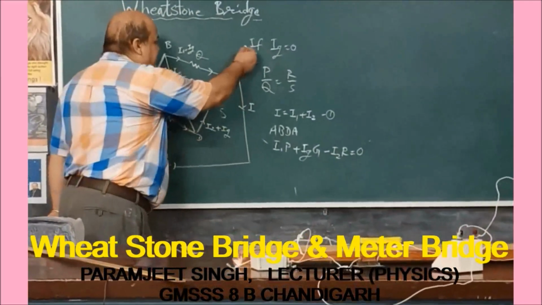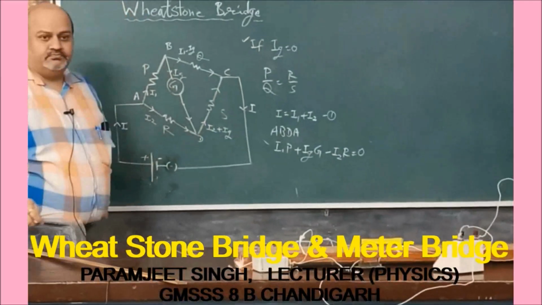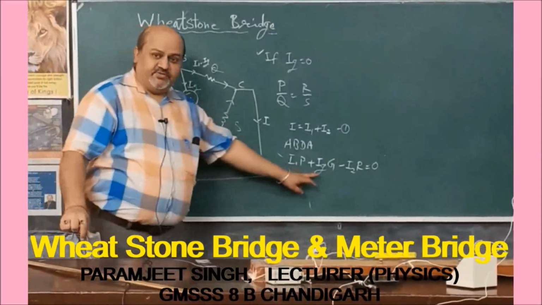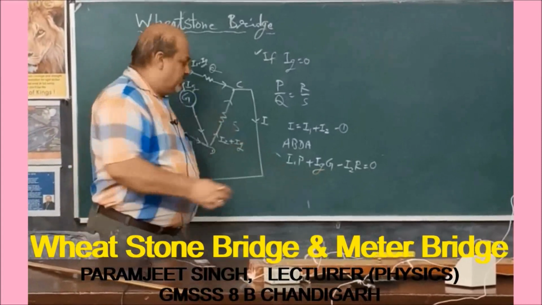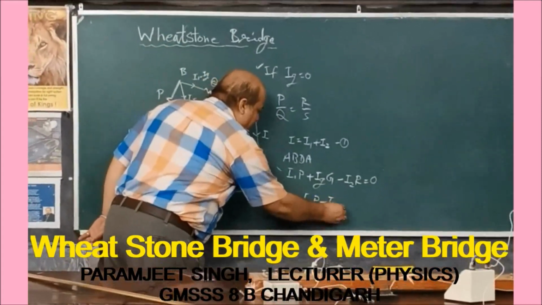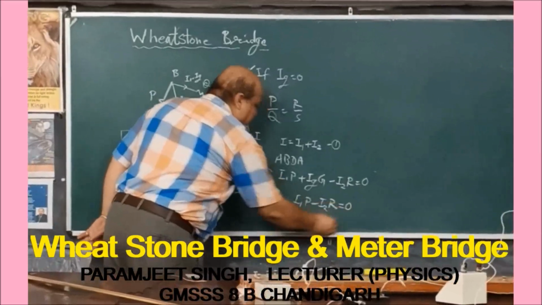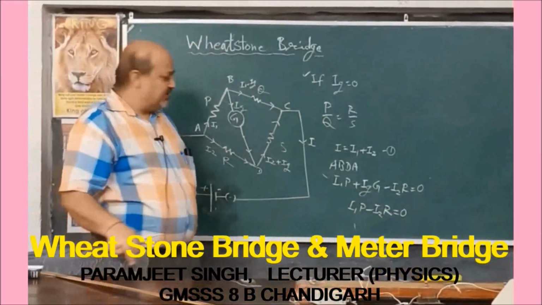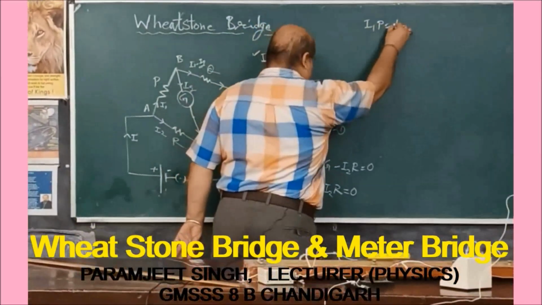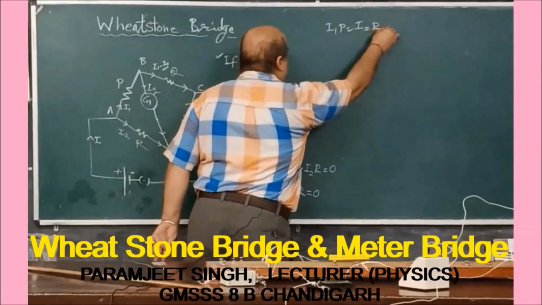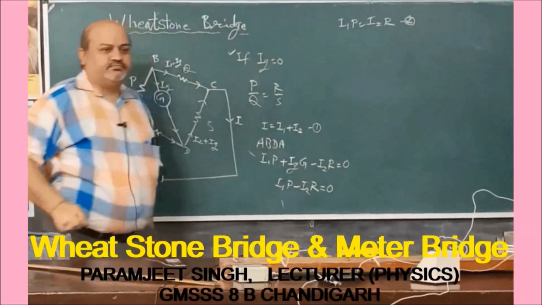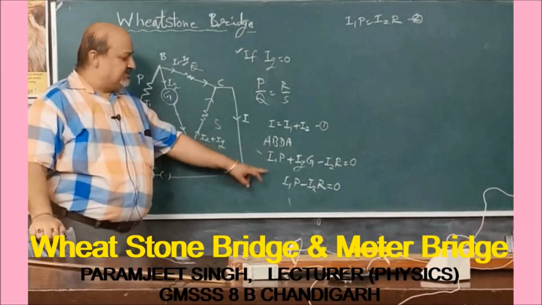If we apply the condition of no current in the branch BD, IG will be 0. The result will be I1P minus I2R equal to 0. Further, I1P is equal to I2R. Let us make this equation number 2. We have applied the balance condition.